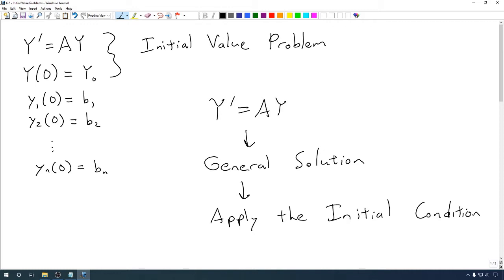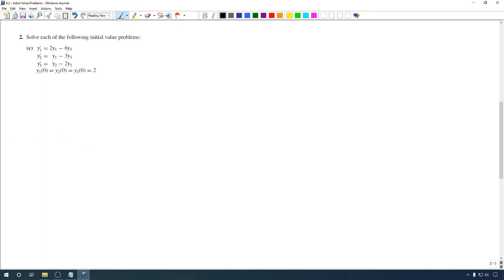So let's actually just put this into practice. So we have problem 2. Problem 1 was all just finding general solutions. Problem 2 is going to be initial value problems. They're the same kind of problems that we had in part 1, but we have this extra condition on what our functions are at t equals 0. On your homework, you're going to work on parts A and B. I'm going to do parts C and D here.